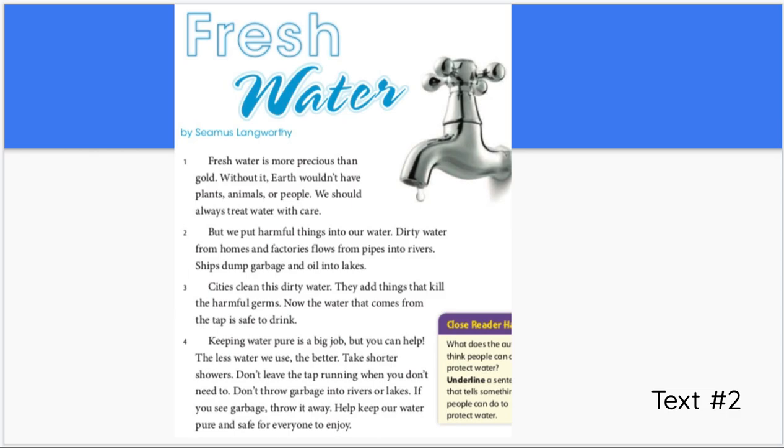Fresh water is more precious than gold. Without it, Earth wouldn't have plants, animals, or people. We should always treat water with care. But we put harmful things into our water. Dirty water from our homes and factories flows from pipes into rivers. Ships dump garbage and oil into lakes. Cities clean this dirty water. They add things that kill the harmful germs. Now the water that comes from the tap is safe to drink.